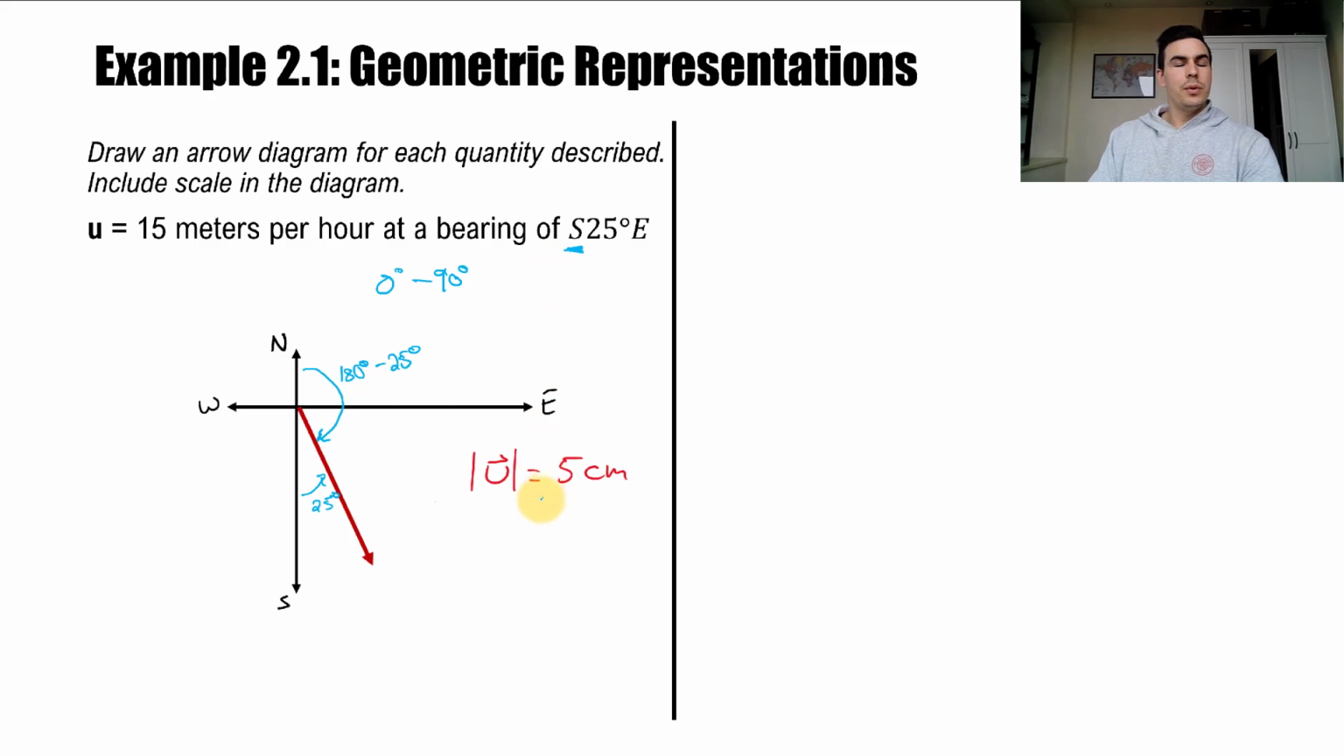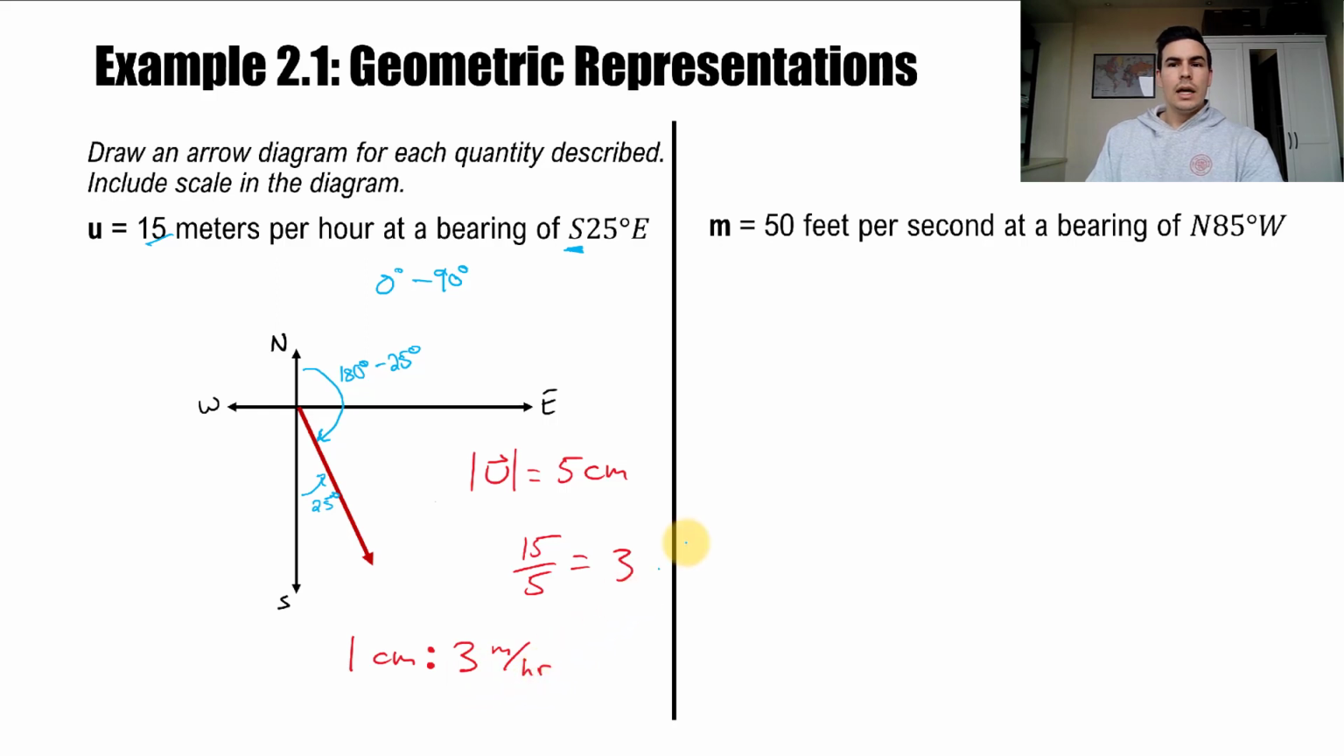So let's say I drew this with a length of 5 centimeters. Again, to include our scale in our diagram, divide our 15 by 5, and we get that every 1 centimeter represents 3 meters per hour for our scale. Okay, last one for our geometric representations.